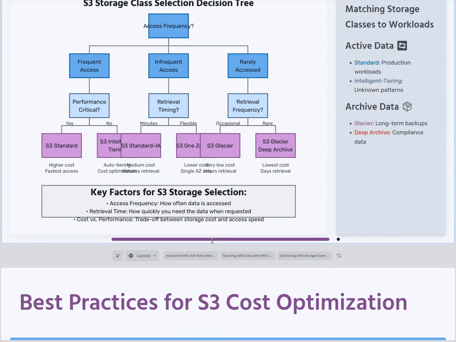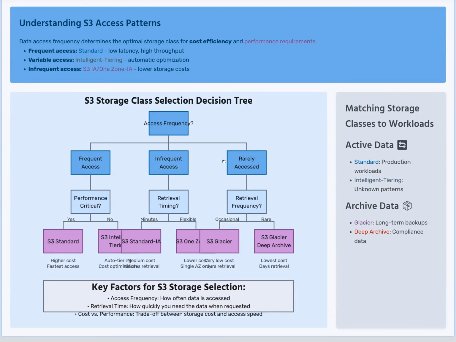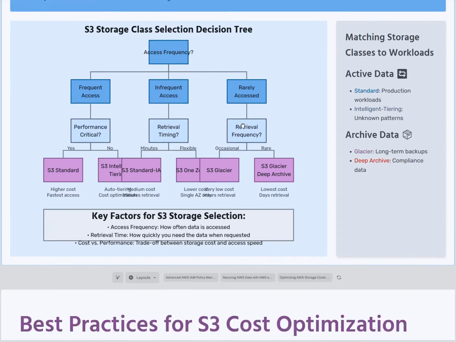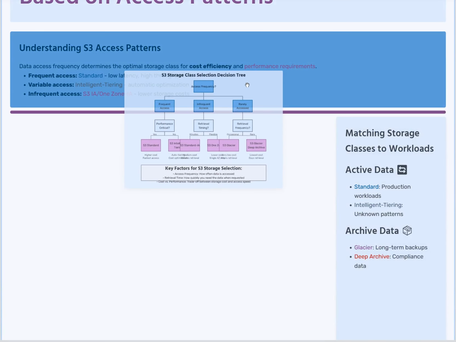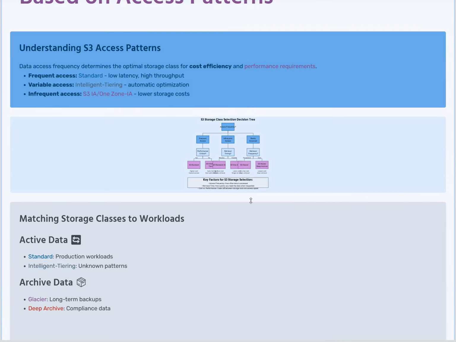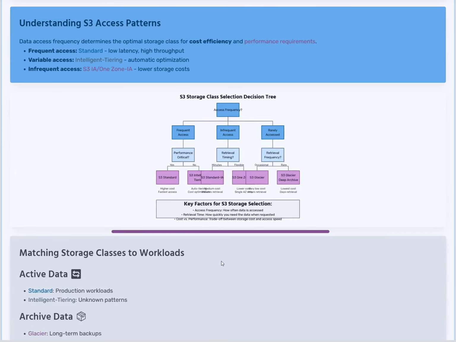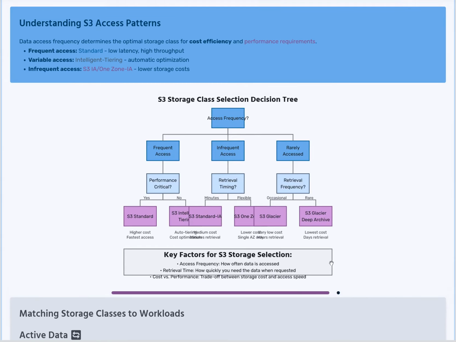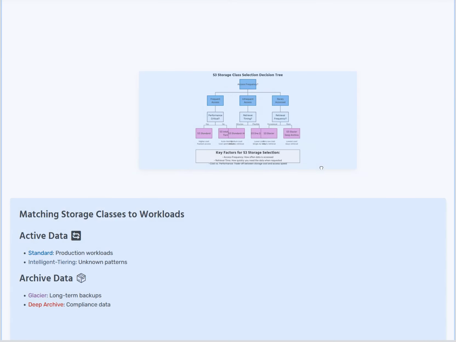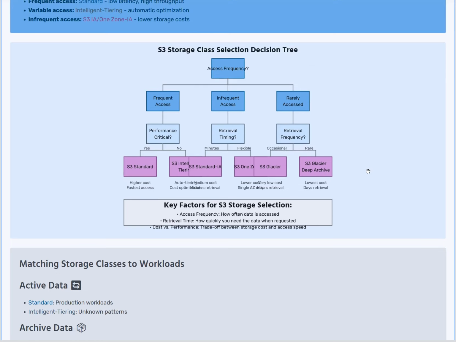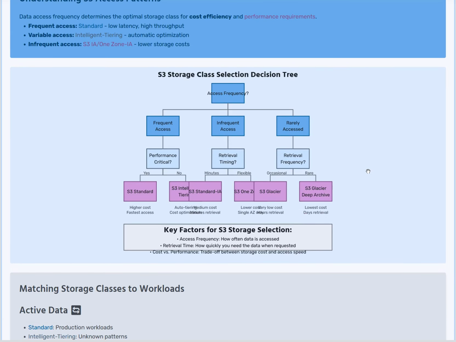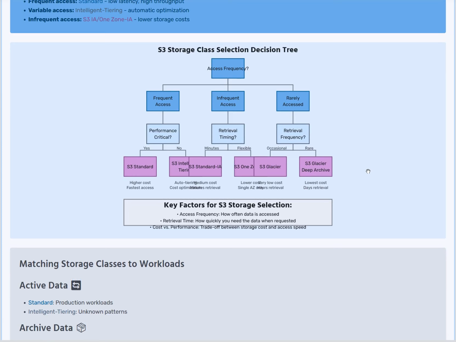All right, let's have a look. Maybe I have to put this picture into a different view. Okay, it's better. I can make it bigger. All right, this looks like a flow chart: the S3 storage classes selection decision tree.